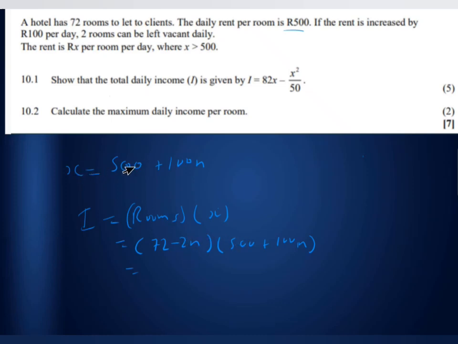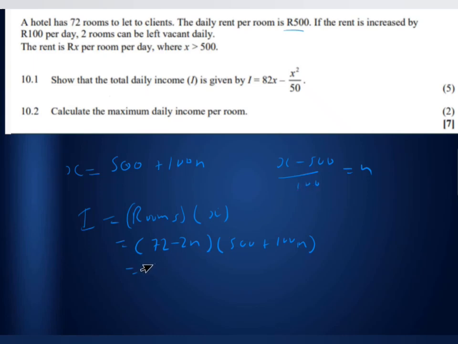What we're going to do is come back here and make N the subject of the formula. If we make N the subject of the formula, notice we're going to have X minus 500 equals 100N. We divide both sides by 100. I hope my handwriting is not too bad. So it means everywhere we see N, we have to substitute it with X minus 500 over 100.